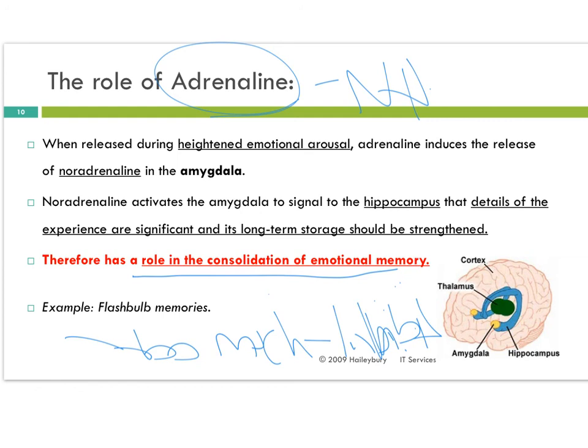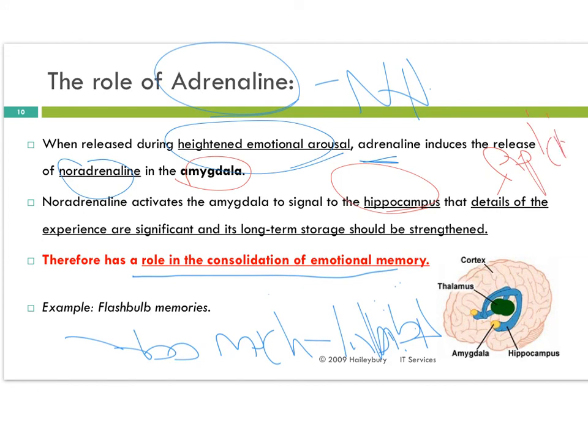So just remember, in terms of adrenaline, we're talking about heightened emotional arousal. And so adrenaline releases noradrenaline in the amygdala, which has a role in fear, and that activates the amygdala to signal to the hippocampus that the details of the experience, the explicit experience, are significant and should be strengthened.